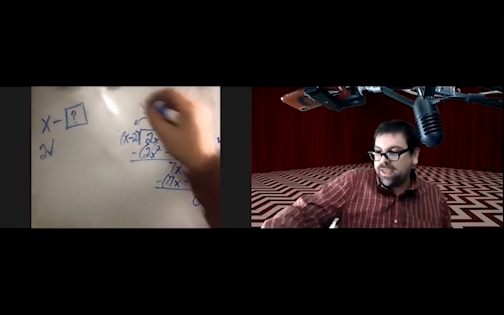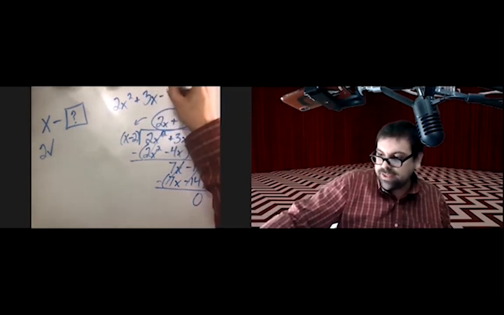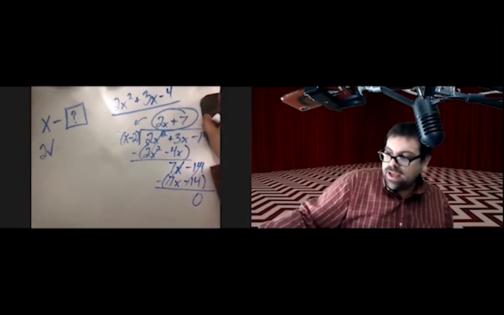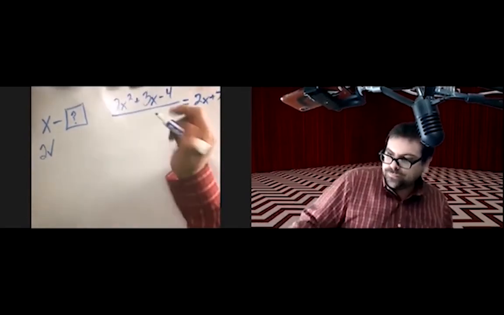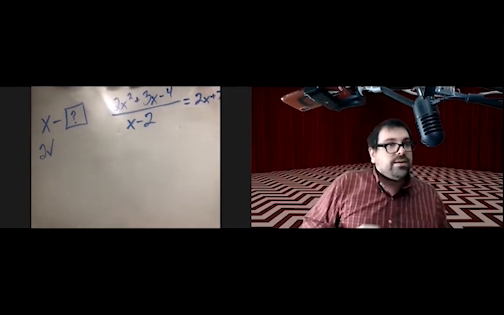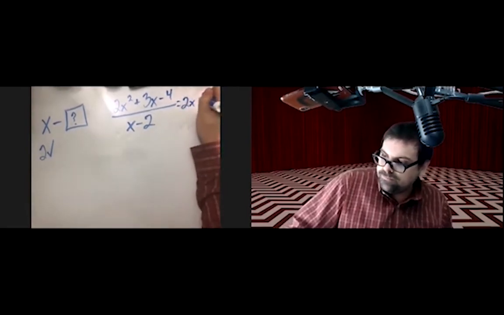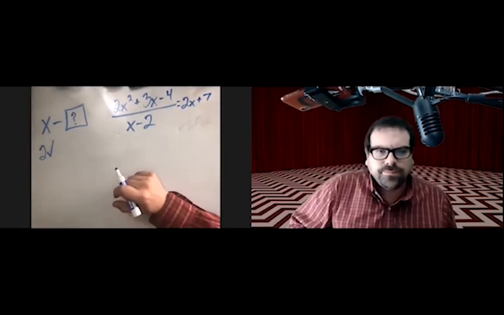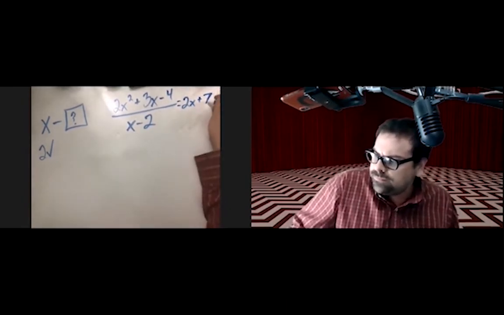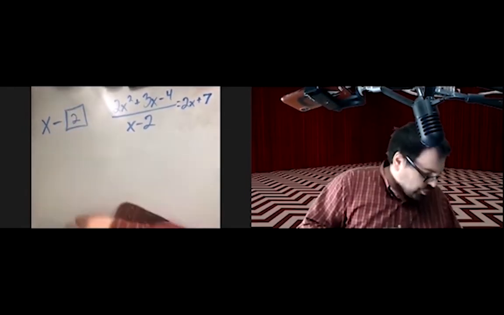So I want to write this problem again. We have 2x squared plus 3x minus 14. We are dividing by x minus 2, and we get 2x plus 7. So we're dividing by x minus what? We're dividing by x minus 2.